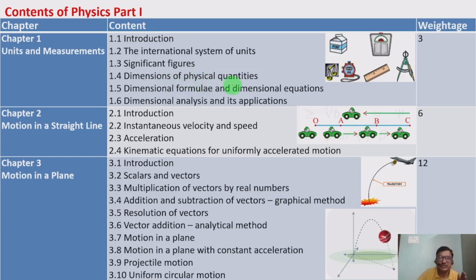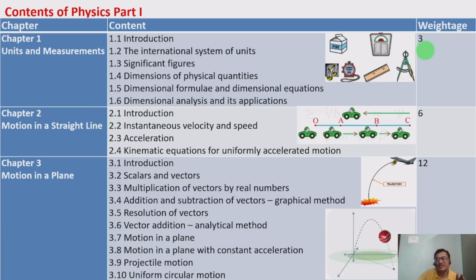1.4, dimensions of physical quantities. Here the dimensions are to be measured in terms of the fundamental units. The 7 fundamental units are there, the others are derived units, and based on that we are going to take the dimensions. 1.5 dimensional formulae and dimensional equations. For a particular quantity we are going to take the formula and equations. 1.6 dimensional analysis and its applications. The dimensional analysis is to be carried out based on the dimensions we take for the particular physical quantity, and their applications also we will discuss.